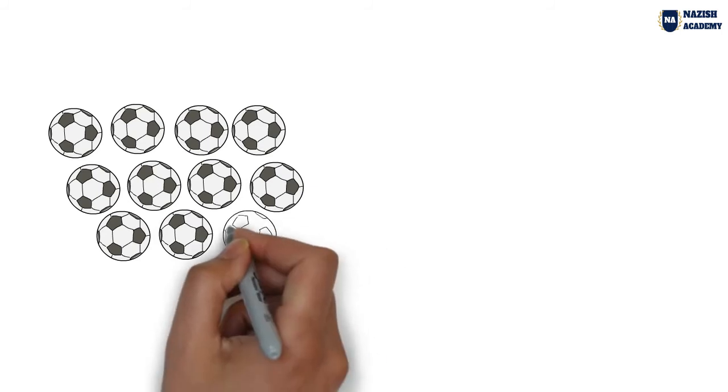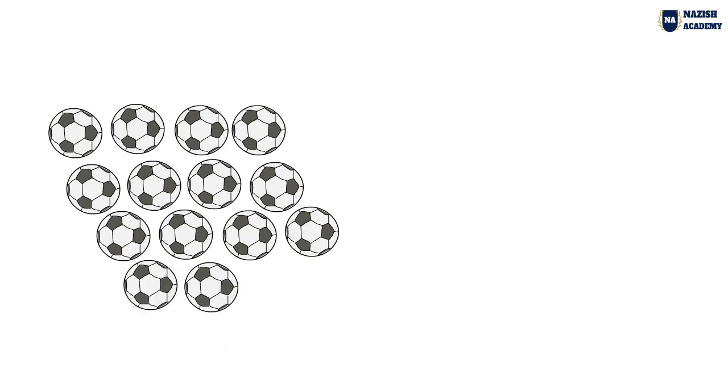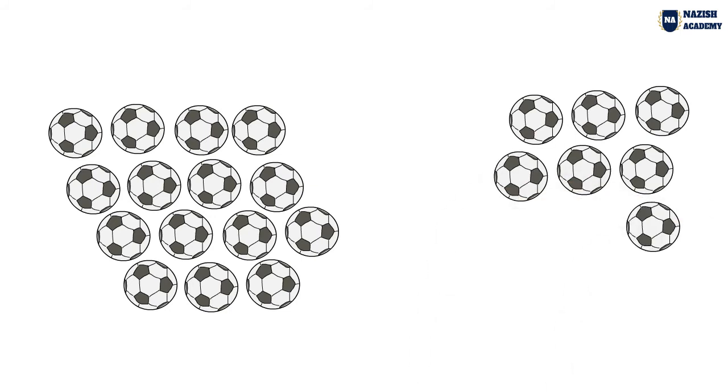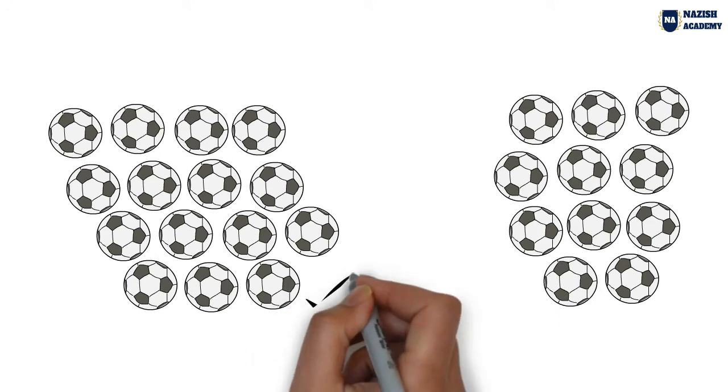Yes, right side. 1, 2, 3, 4, 5, 6, 7, 8, 9, 10, 11, 12, 13, 14, 15. 15 footballs on left side, and right side 1, 2, 3, 4, 5, 6, 7, 8, 9, 10, 11. 11 footballs. Where are more objects?